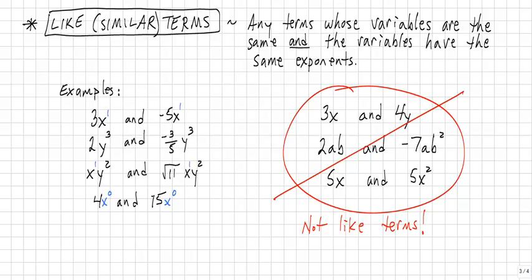And it always helps to see things that are not like terms. So like 3x and 4y, those are not like terms because x and y aren't the same. A to the first, b to the first. Well, over here we have a to the first, which is good, but we have b squared. That's not the same as b to the first, so those are not like terms. 5x to the first and 5x squared, not the same exponent, so those are not like terms. So these are examples that are not like terms.